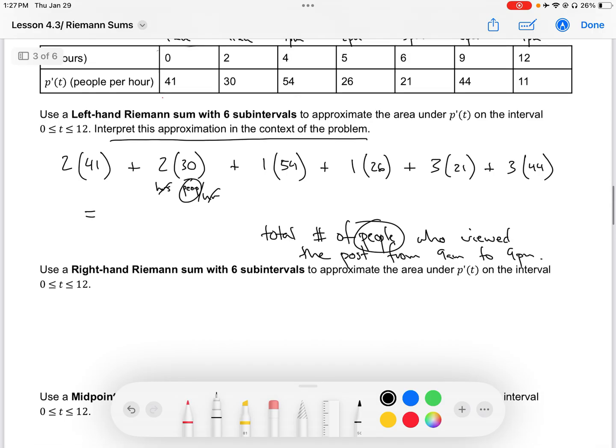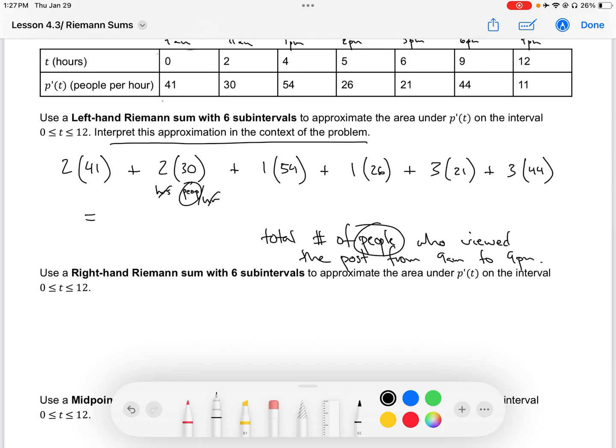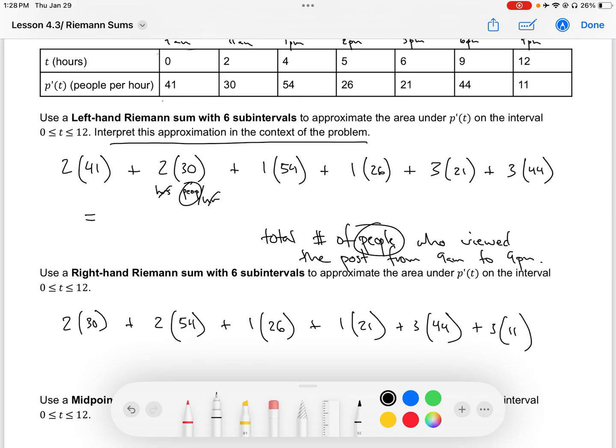So not to bore you here, but the widths are the same. So it's 2, but instead of multiplying by 41, we multiply by 30. It's 2 again, but instead of multiplying by 30, we use 54. Okay, it's 1, but instead of multiplying by 54, we multiply by 26, etc. Now 1 times, let's see, 21, and then 3 times 44, and then 3 times 11.